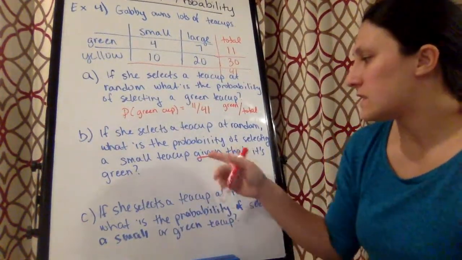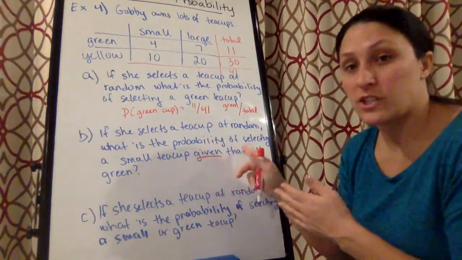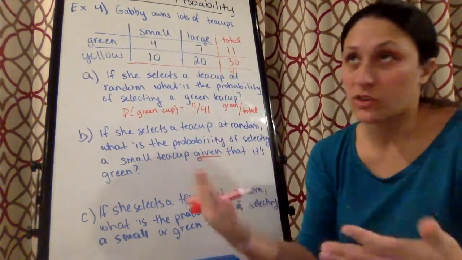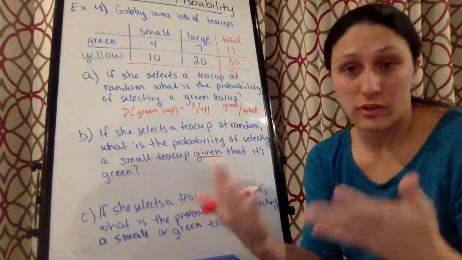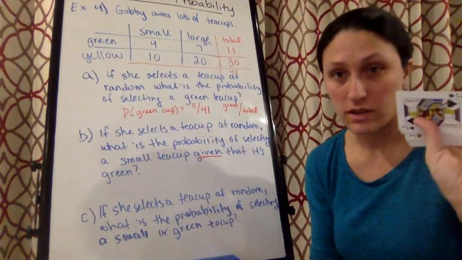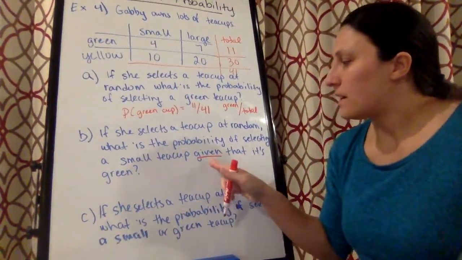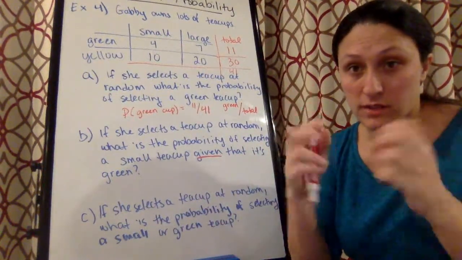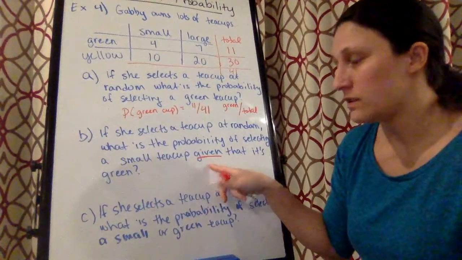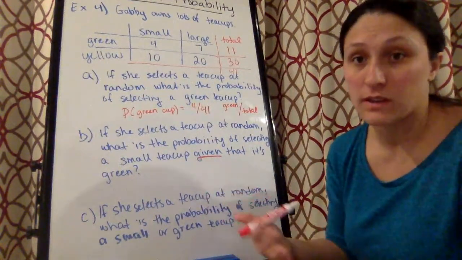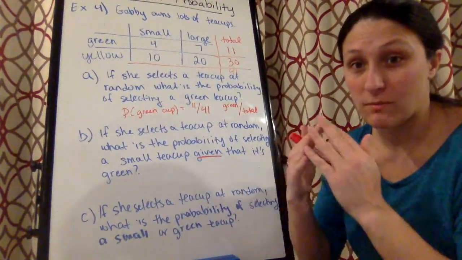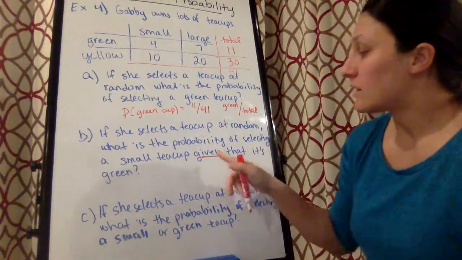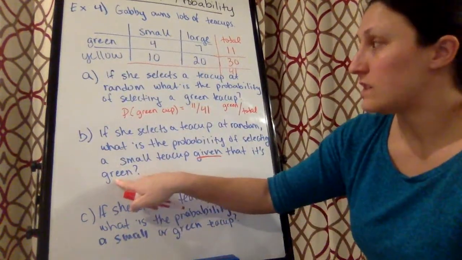You might see things like, if we know that she chose a green, or if we're certain that it's green, or if she's holding a green teacup, like the way I did it with the face cards. So language is important, but don't only look for the keyword given. Just because you don't see the keyword given doesn't mean it's not a condition. It can still be a condition if certain conditions are met already.